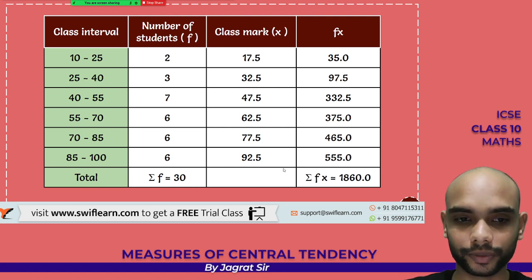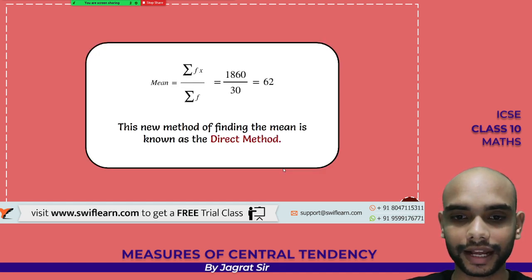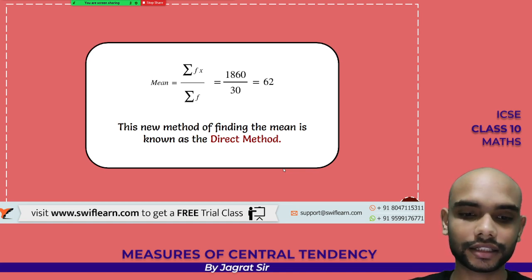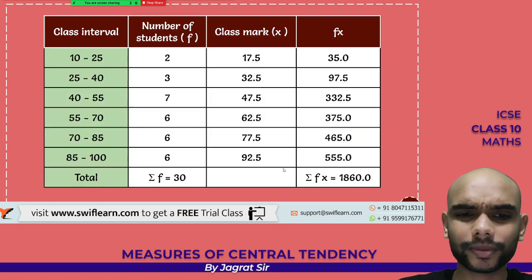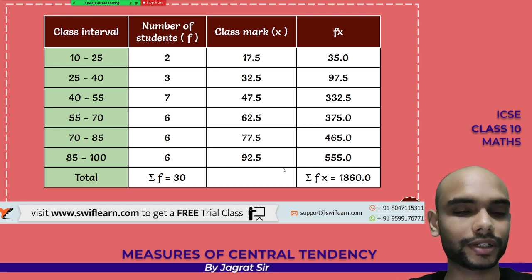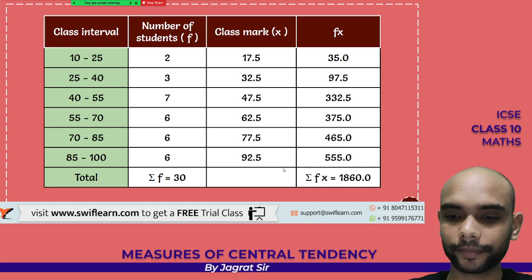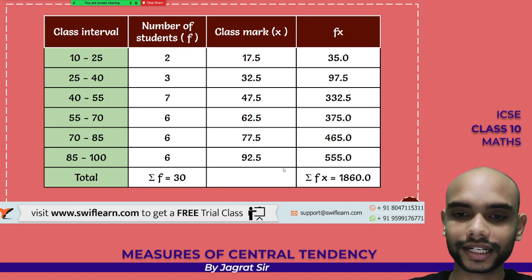So those of you who are doing with me, sum of all the x's we have calculated, sum of all the fx we have calculated. Okay, and then we just need to divide summation fx upon summation f. So 1860 divided by 30 will give you 60. This is the method of finding the direct mean. You can say that method which involves class intervals, which involves grouped data, 10 to 25 similarly. Okay, so how you will get this? I'm explaining it again. Adding the upper limit and the lower limit, dividing by 2, you will get all your x's.